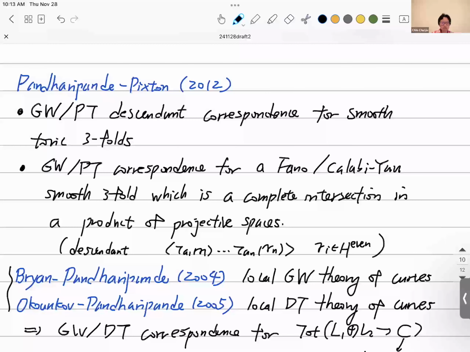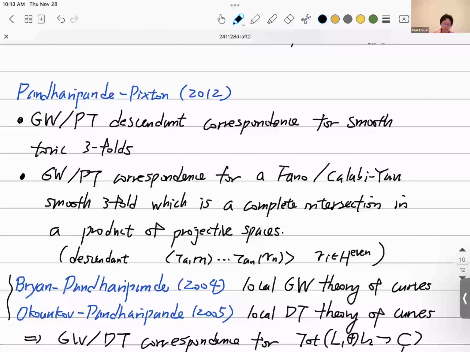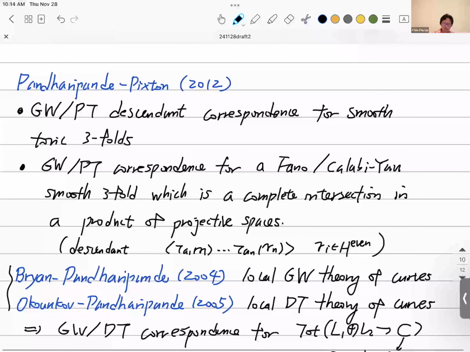And also in the same year, they proved this beyond the toric case: the Gromov-Witten/PT correspondence for a Fano or Calabi-Yau smooth threefold which is a complete intersection in a product of projective spaces. They proved it for descendant invariants such that the insertions are even cohomology classes. For a long time, this was the record. So let's go back a few years.